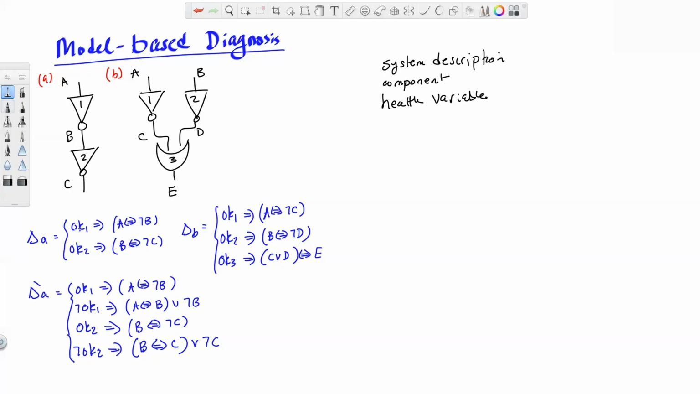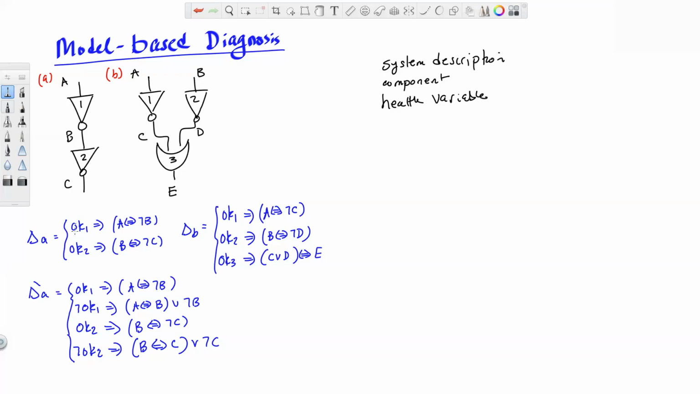All right. So we have health variables, and now we have a system description. And if you look at this particular system, it's described in two different ways. There are two different descriptions for it, this and that. And what's the difference between them? This is saying if the first component is OK, it behaves like this. If the second component is OK, it behaves like that. What's happening here? I have a little bit more. This guy is silent on what happens when the component is broken, right? Everything's possible. This guy is not silent on what happens when the component is broken.